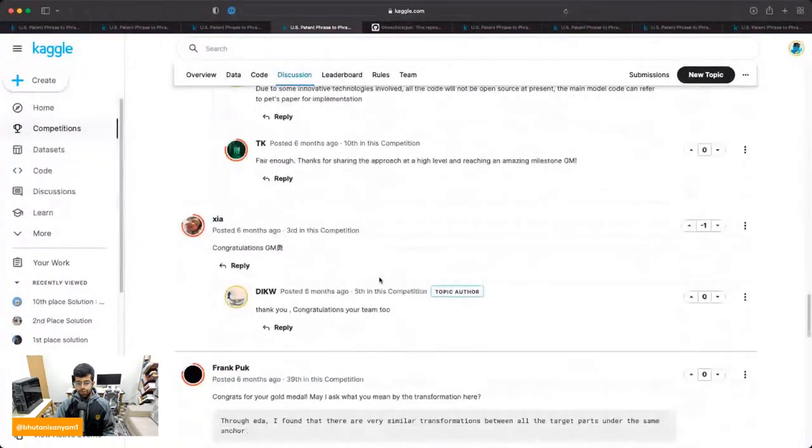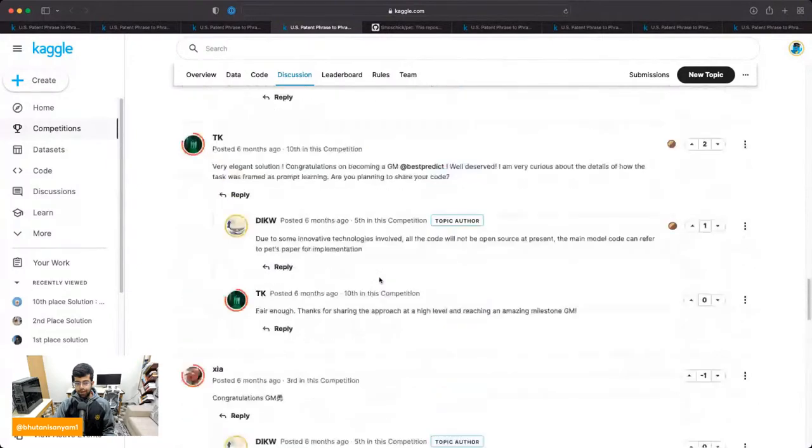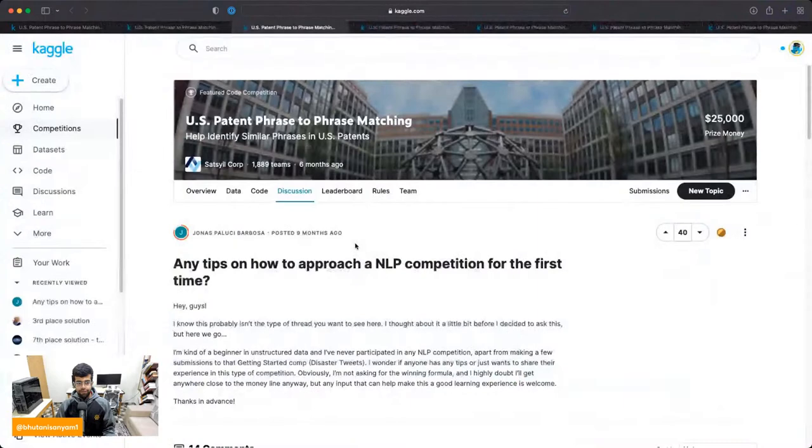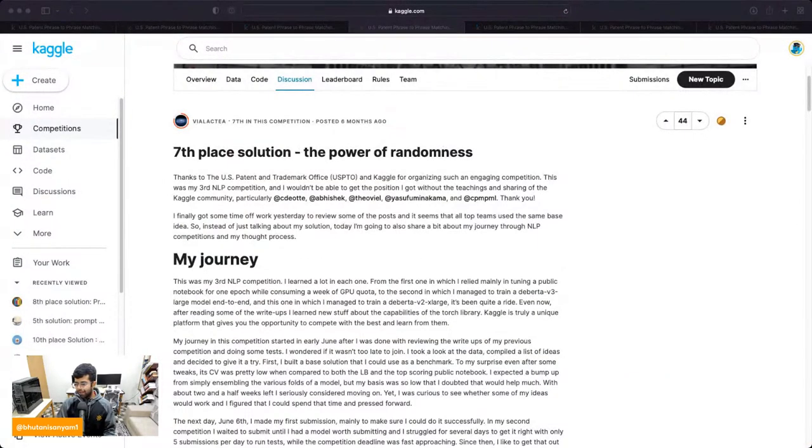I don't think they open source the code. So someone had asked them as well, and I was trying to find a link. I don't think this team had open sourced the code. So that's the fifth place solution. The seventh one was a really cool read.